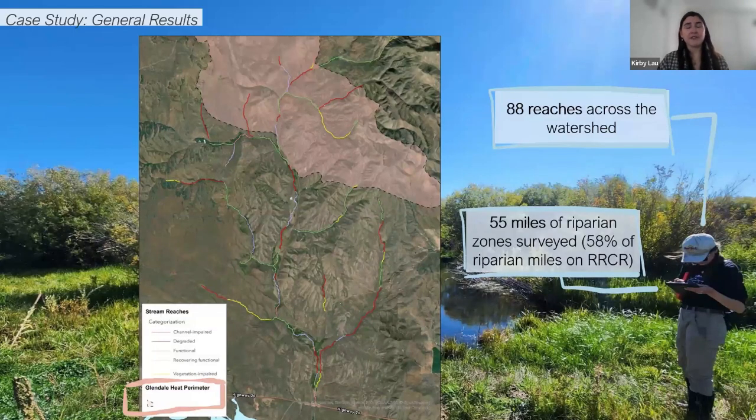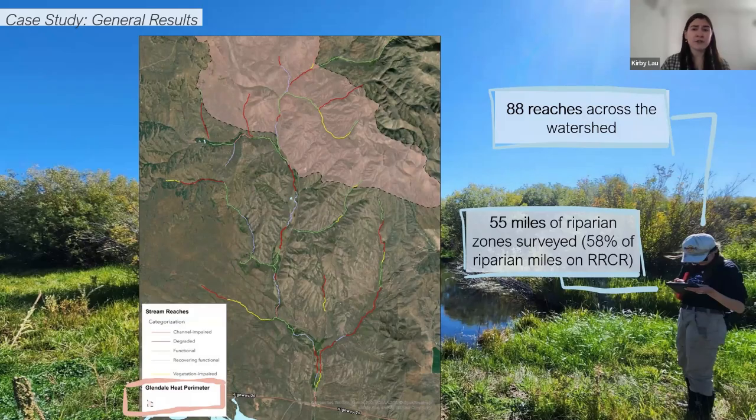So using those methods, we actually surveyed 88 reaches or stream segments across the ranch. This covered 55 miles of riparian zone, which is about 58% of riparian miles available to survey on Rock Creek Ranch. And most of these surveys were on ranch property, but they also extended to IDL and BLM lands whenever streams crossed ownership boundaries, which did happen.